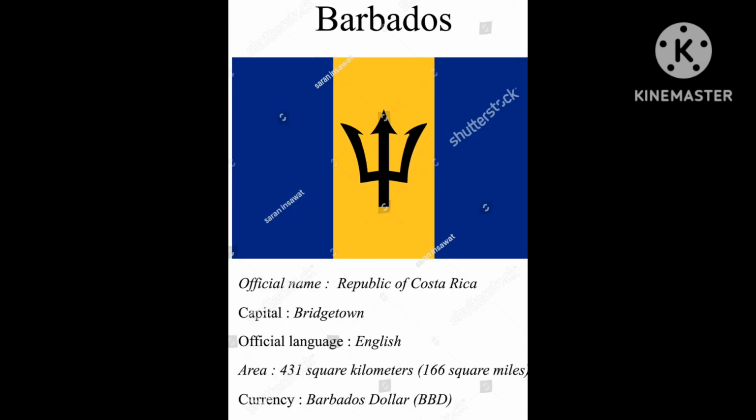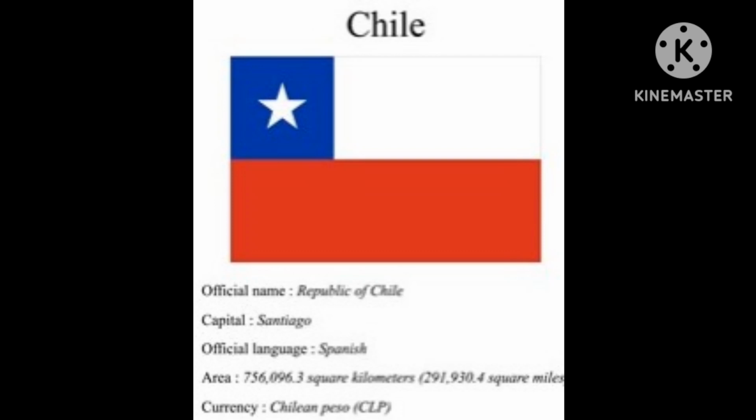The next country is Barbados. Its capital is Bridgetown. Official language is English and its currency is the Barbados dollar. You can also watch the flag. The next country, Chile. Capital is Santiago. Official language is Spanish and its currency is the Chilean peso. You can also watch the flag of Chile on the screen.